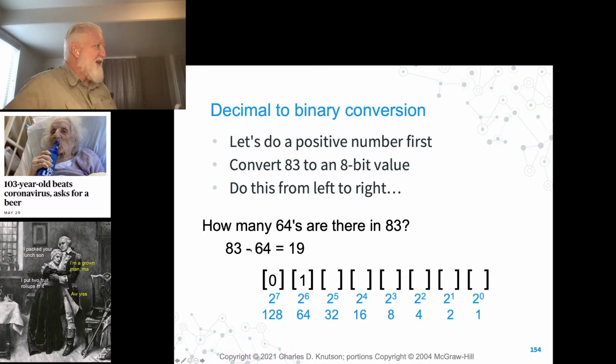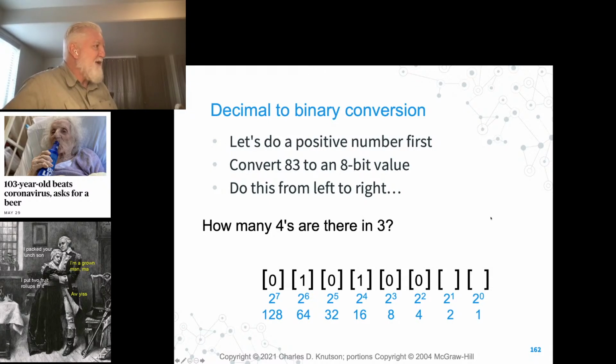I take 83, subtract the 64, and 19 is left. How many 32s are in 19? None. How many 16s are there in 19? There's one. Subtract it out. I have 3 left unaccounted for. How many 8s are there in 3? None.